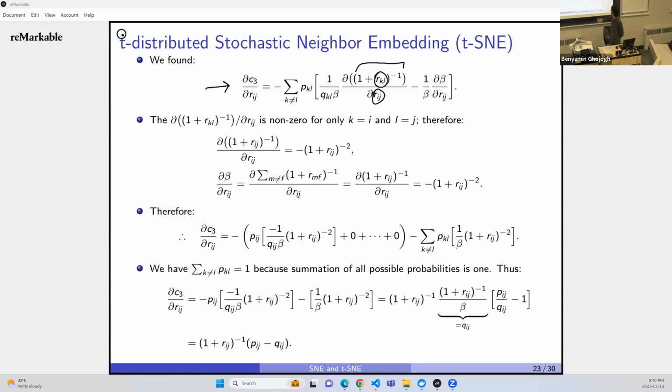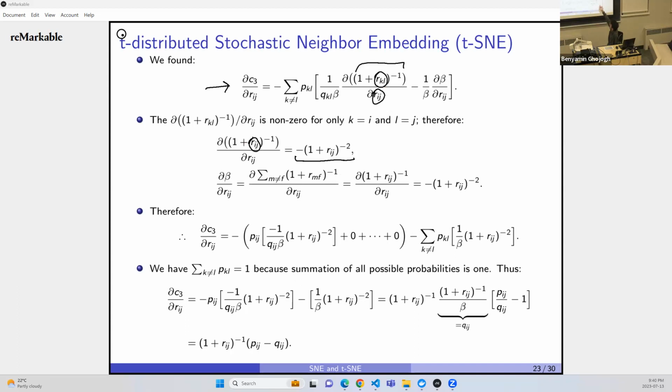Compare these two. If K is not equal to I and L is not equal to J, it's some other thing rather than Rij, and it's constant with respect to Rij. Therefore, I can replace this RKL with Rij. Other terms are 0. And then this derivative is this.